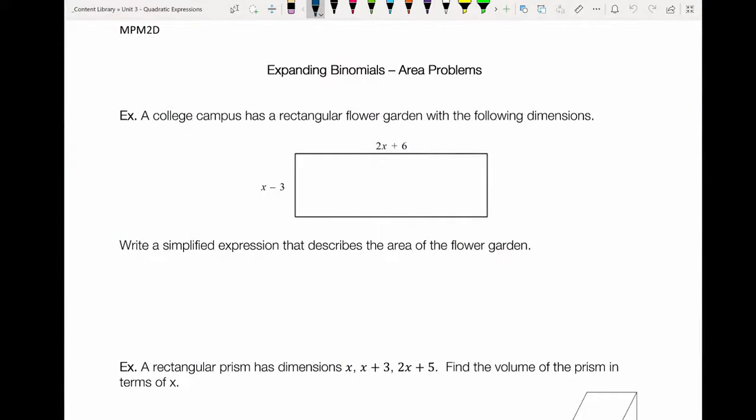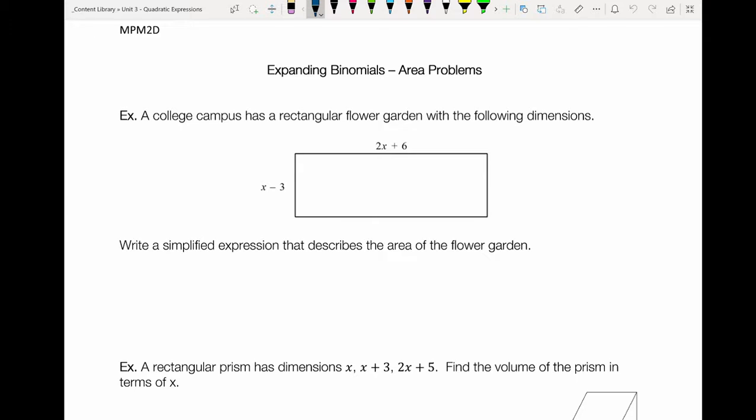In today's note, we are going to continue looking at expanding binomials, but we're going to be looking specifically at some area problems or some word problems. So again, if you need a refresher on expanding binomials or the FOIL method or the box method, please go back and look at the previous lesson because that is going to be important for this note.